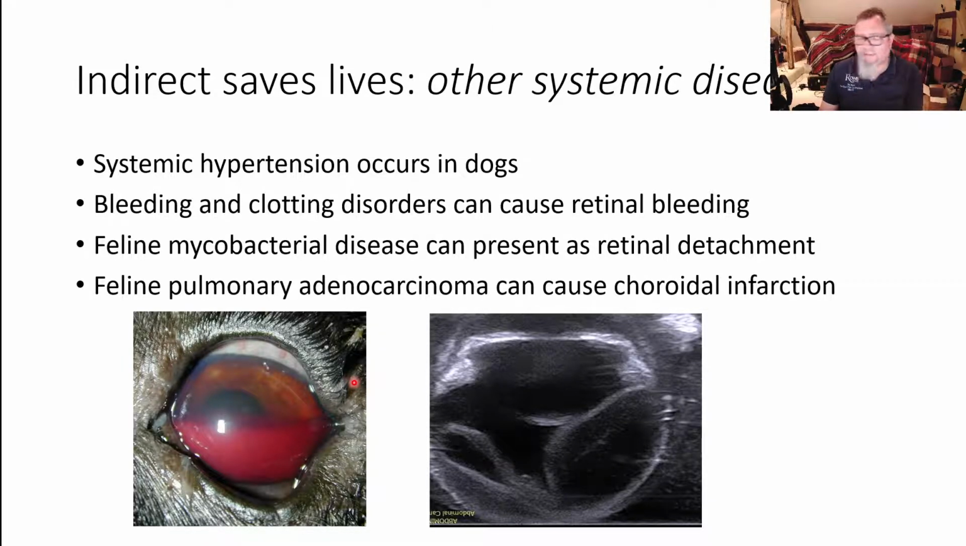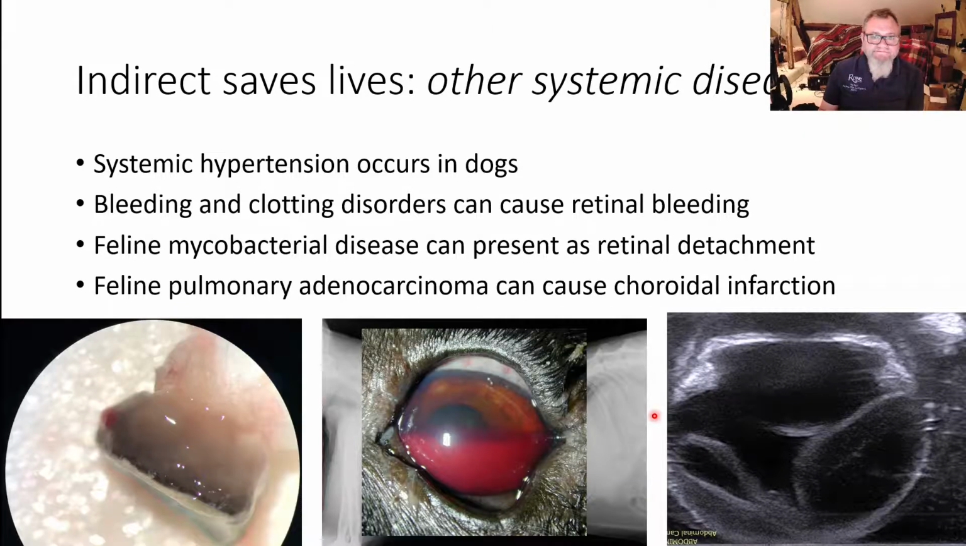Dogs also get systemic hypertension, and dogs and cats with bleeding or clotting disorders can present with retinal bleeding or hyphema. Feline TB often presents to us as total retinal detachment, and then a few less common diseases such as feline pulmonary adenocarcinoma can cause choroidal infarction, which is very striking. This is a cat with TB.